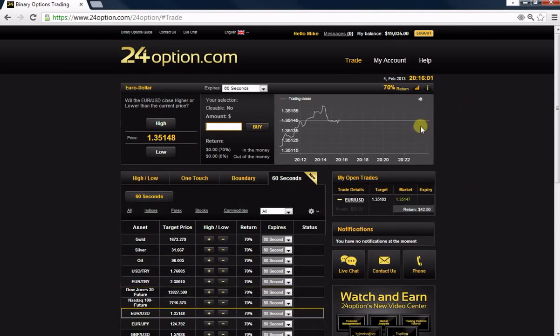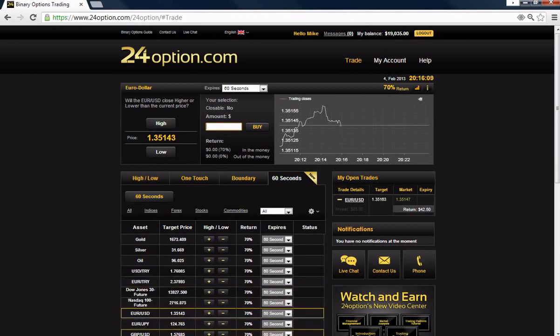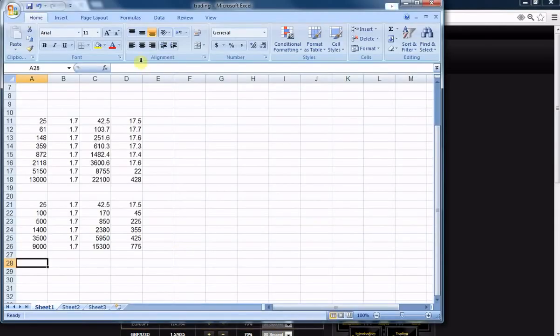Which is higher than other platforms. But remember, with this technique, you need to have a higher initial deposit in order for it to work. So I always look at my Excel sheet to see what values I need to invest in order to win back the money from previous lost trades if I do lose a trade.